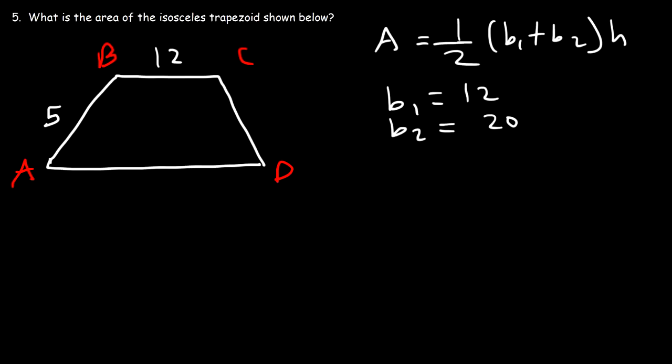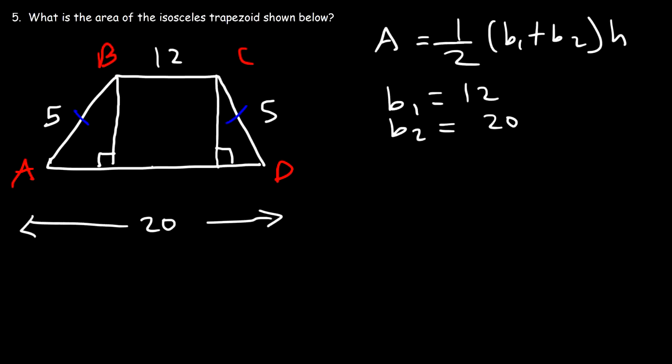Now the first thing we need to realize is that for an isosceles trapezoid, AB is congruent to CD. So both sides are equal to 5. Next, we need to draw two right triangles. Now we know that AD is 20. That was given to us in the beginning. Now if we add two additional points, let's call this E and F. EF is the same as BC. That's 12. Now, if these two sides are congruent, and this and that has to be congruent, these two, AE and FD, must be congruent to each other.